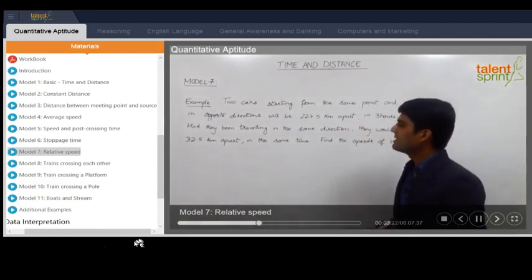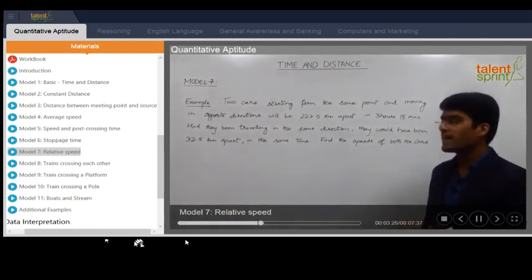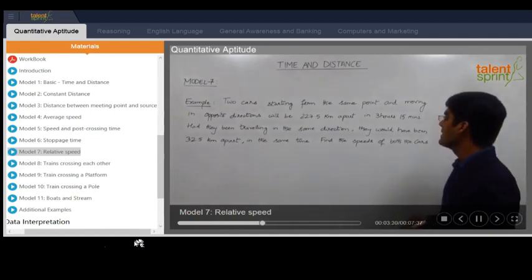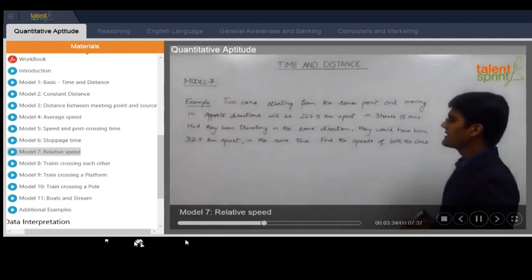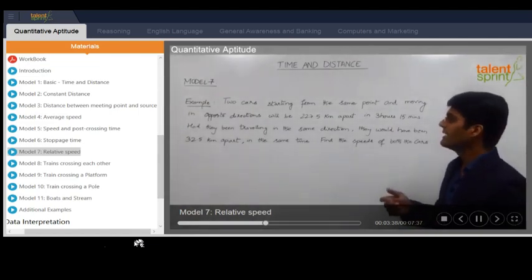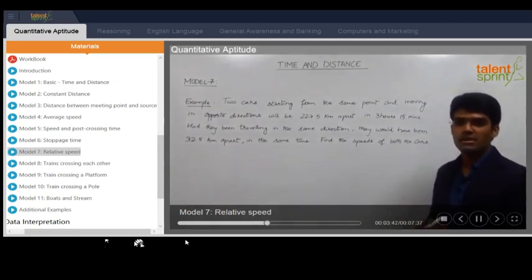The question here is: two cars starting from the same point and moving in opposite directions will be 227.5 kilometers apart in 3 hours 15 minutes. Had they been traveling in the same direction, they would have been 32.5 kilometers apart in the same time. Find the speed of both the cars. So here we are supposed to find out the speed of both the cars.